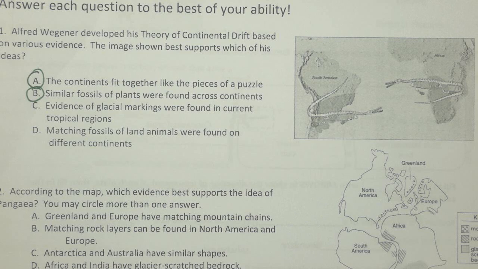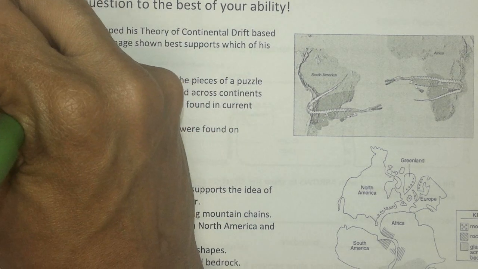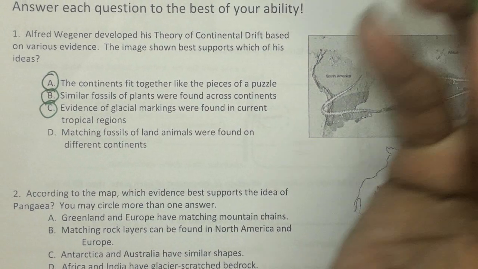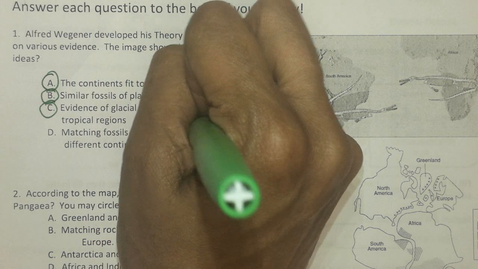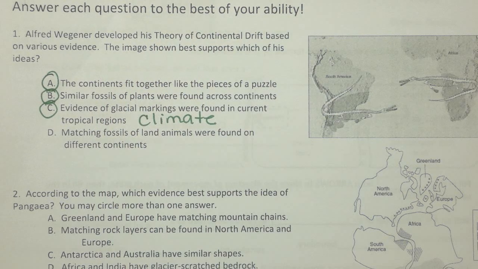Alright, evidence of glacial markings were found in current tropical regions. Yes. And this piece of evidence was known as climate. So basically they found glacial scratches in tropical regions, and we all know that glaciers need to be in a cold climate.